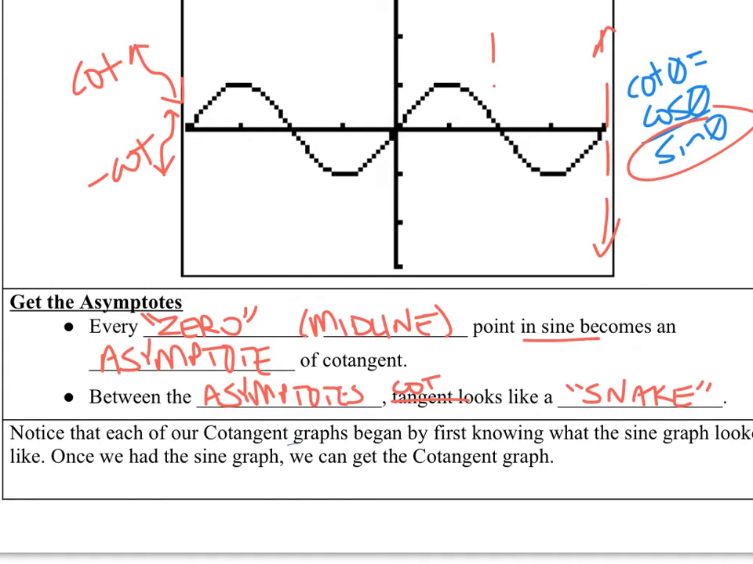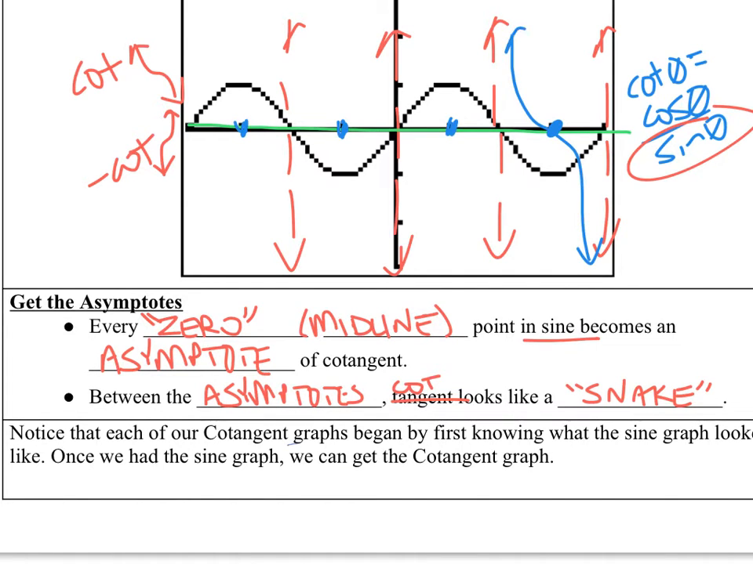So everywhere my beautiful sine graph hits a 0, we have an asymptote. Let me draw my midline in here, which happens to be the x-axis. On the midline, equally between your asymptotes, is your point of inflection, and I'm just graphing a positive cotangent, so we snake down.